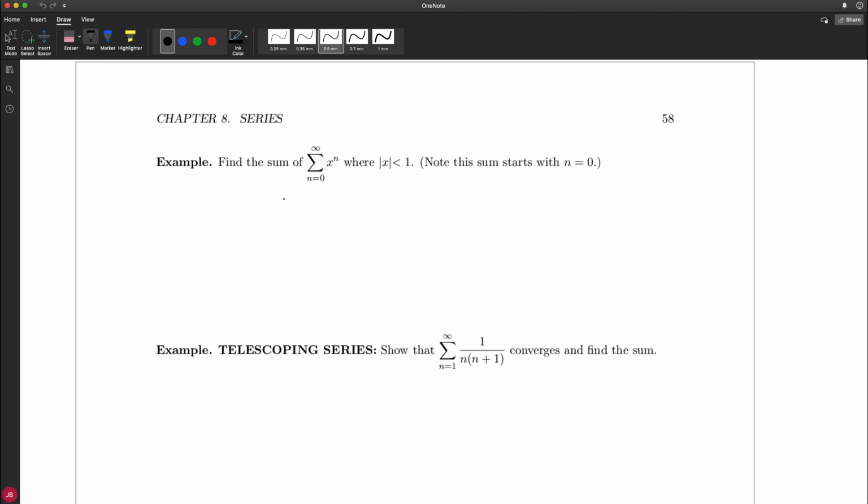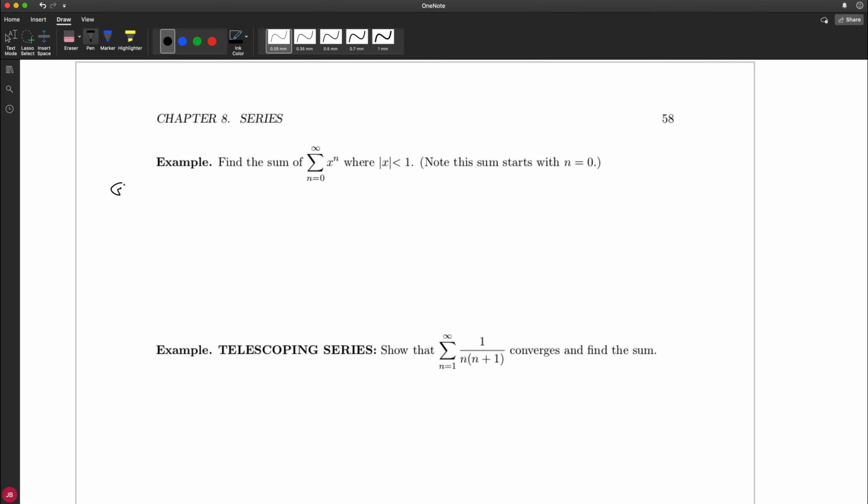So here we see what looks like a geometric series. We have a quantity raised to the n power, and we're going to keep adding that together. You'll notice that it's a little bit different. We're starting with n equals 0 and then going to infinity. I actually want to make a remark about this.